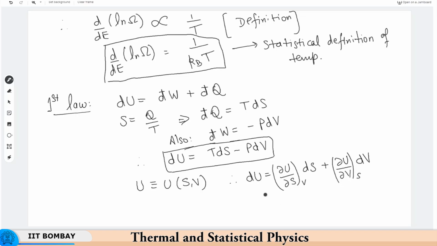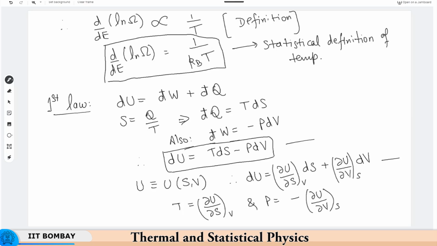Okay. So therefore if we compare these two equations, we can see that temperature is the partial derivative of internal energy with respect to entropy at constant volume, and pressure is the negative of the partial derivative of internal energy with respect to volume at constant entropy. Okay. But the more useful quantity here is the temperature, which is del U by del S at constant V, and also from this equation.